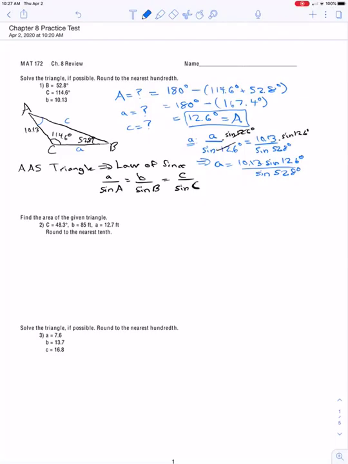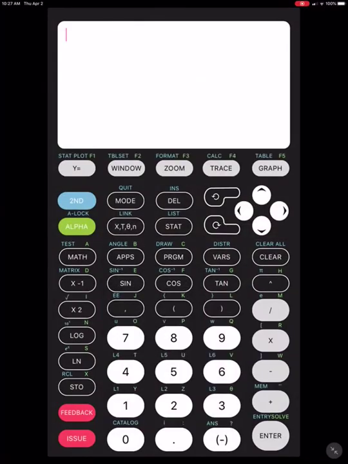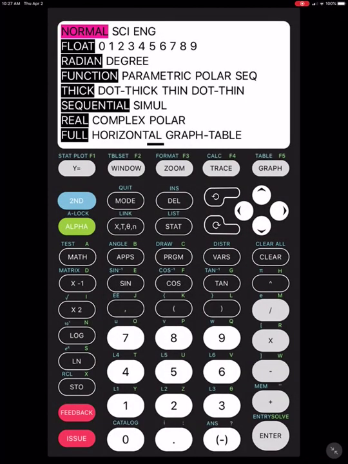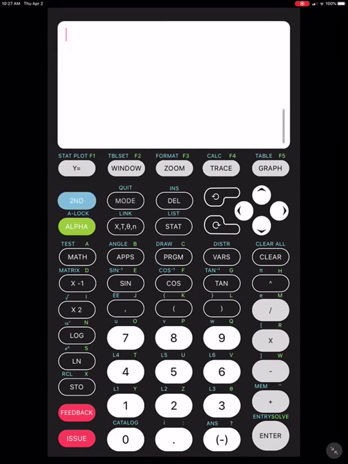So let's go ahead and do that. We'll pull up our TI. Let's put up our calculator together. Now on the calculator, right now my mode is in radians. So on my TI, I'm going to change it over to degree mode.